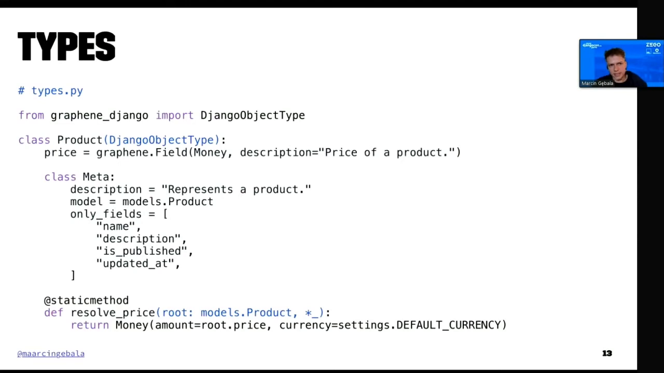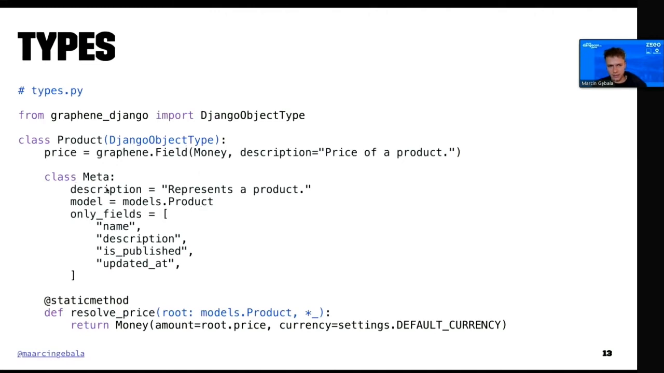So now let's look at types. As I said, in our sample application, we have the product app, and we also have the product model. Now we want to expose that model in the API somehow. How can we do that? The first solution would be to write all of the type fields by hand, but Graphene Django provides us with this very nice class called DjangoObjectType. So we create our type as a new class that inherits from DjangoObjectType.